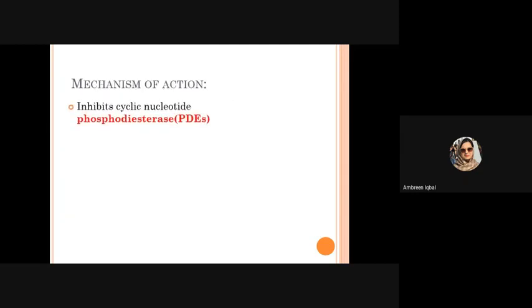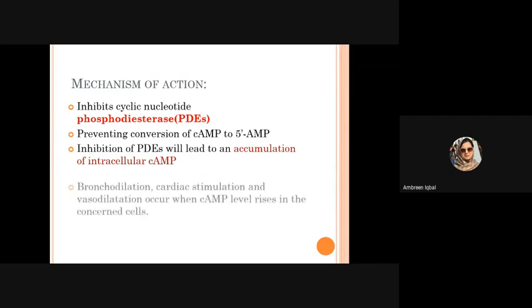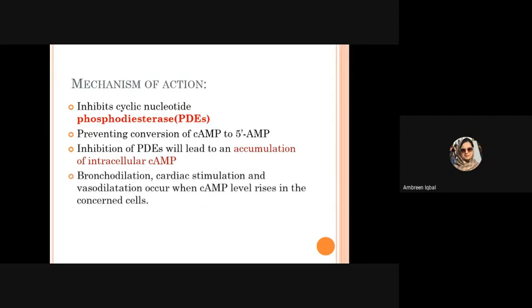Mechanism of action. Theophylline and all the methylxanthines inhibit the enzyme phosphodiesterase. So they prevent the conversion of cyclic AMP into 5-AMP, 5-adenosine monophosphate. So inhibition of this enzyme phosphodiesterase leads to accumulation and increased level of cyclic AMP, and cyclic AMP causes bronchodilation, cardiac stimulation, and vasodilation.